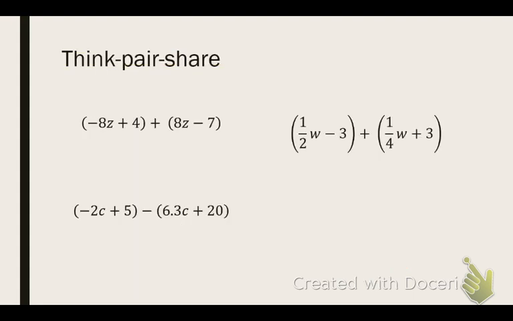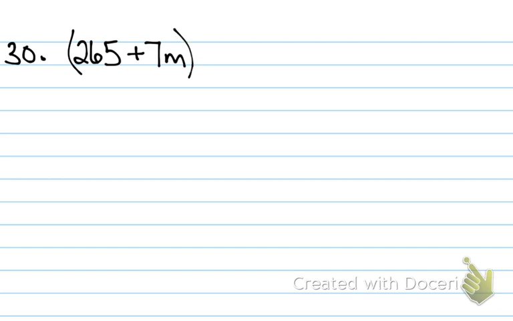Okay, so on number 30, you burn 265 calories, and then you also burn how many calories per minute? 7. That looks like an expression to me. Okay? And then your friend burns 273 calories, and 11 calories per minute. So I want you to come up with an expression for that one. Come up with an expression now for your friend. Go ahead and write it down, number 30.